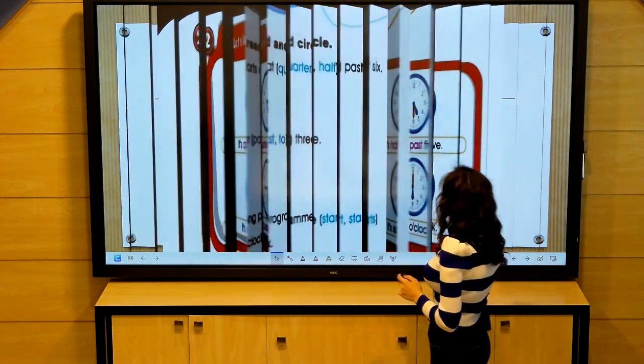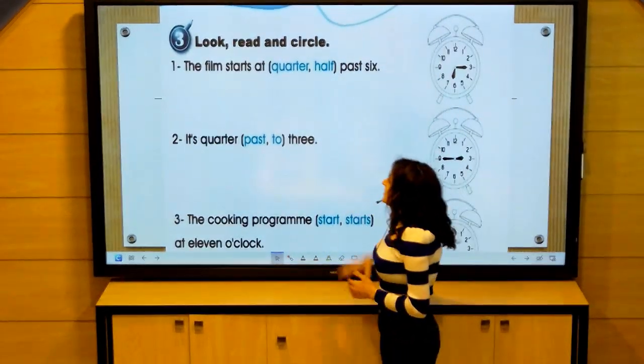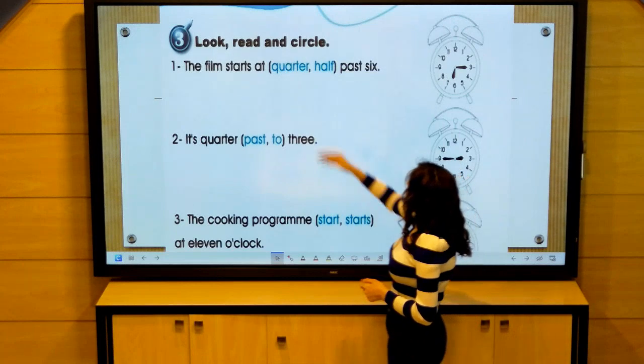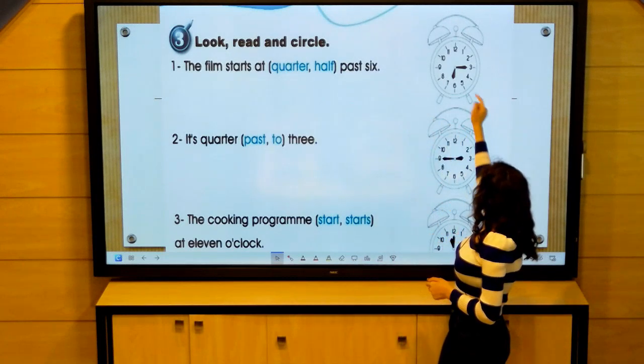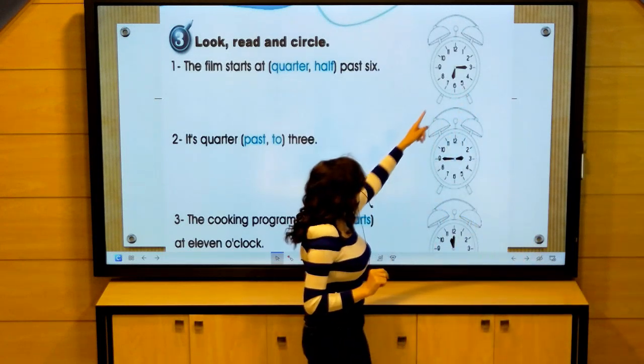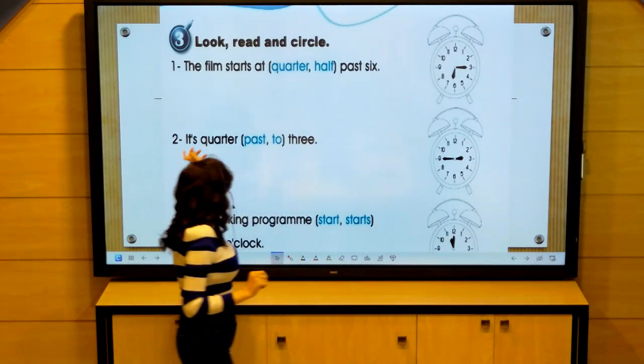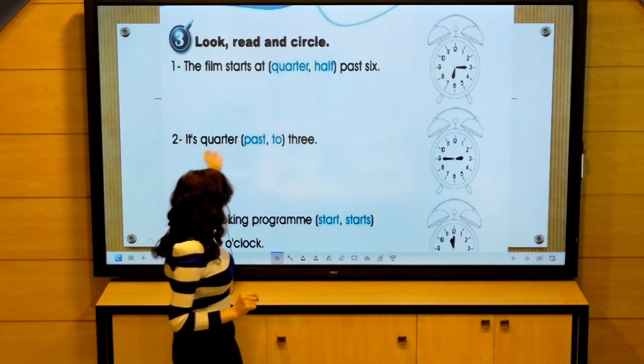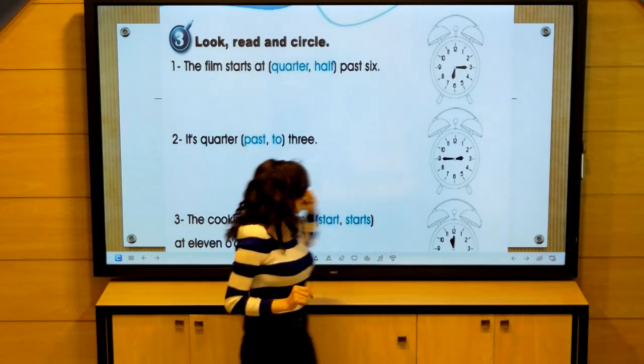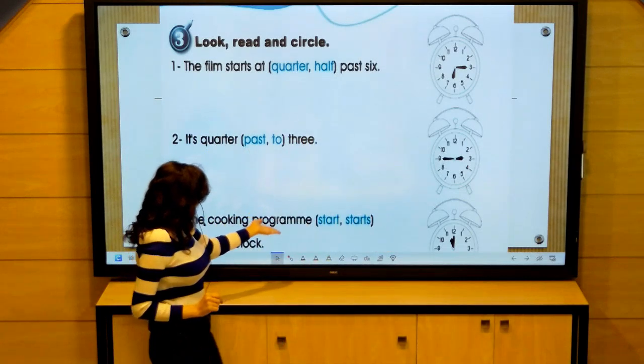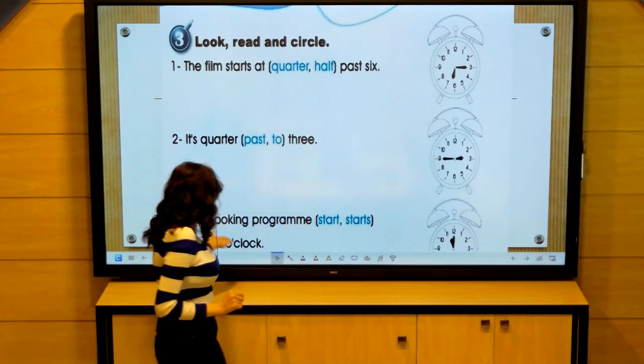Now, look, read, and circle. The film starts at 5:15. Look at the watch. Number two, it's 3:15. Finally, the cooking program starts at 11:00.